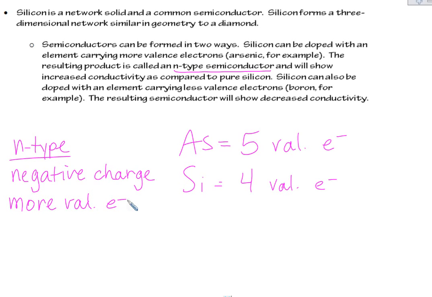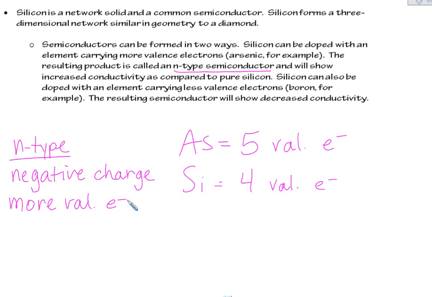If this other element has more valence electrons, more electrons should create kind of a negatively charged situation. So I always remember that. The N-type semiconductor will have the original element, often silicon, mixed with an element with more valence electrons to create a negative charge.